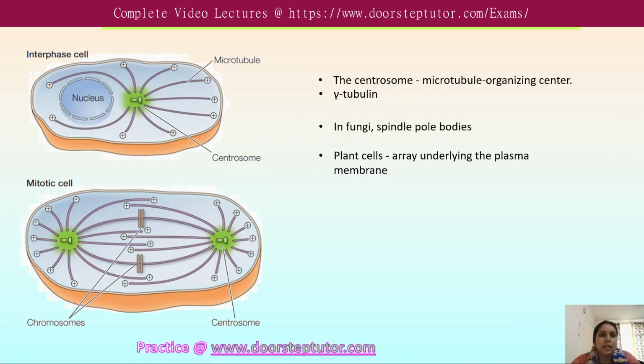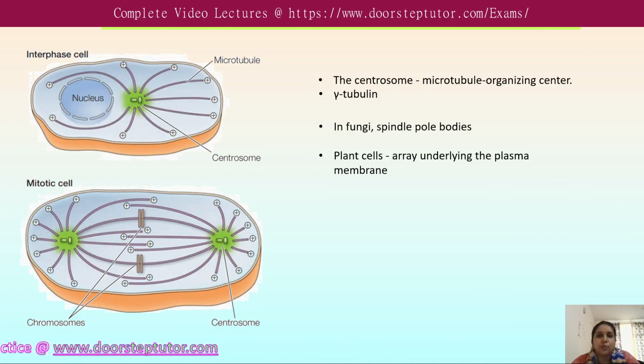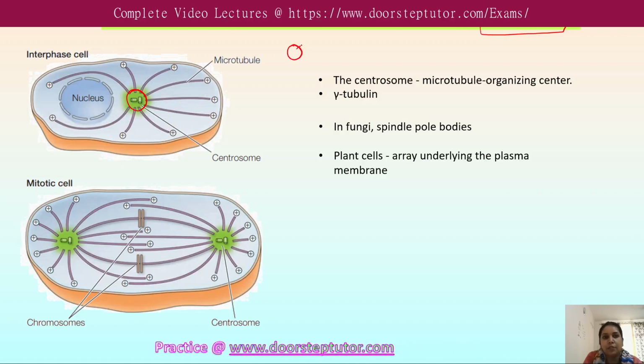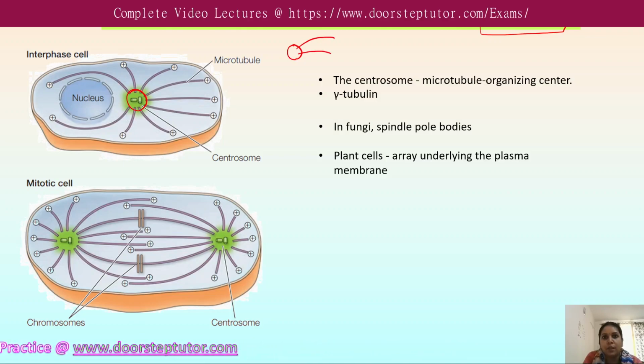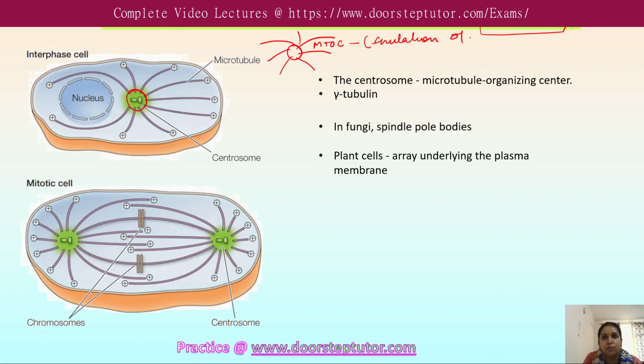Now we'll discuss the intracellular organization of the microtubule, or we can say the assembly of the microtubule. Microtubules basically extend from the centrosome. So this is the centrosome region, the green region in this manner. The microtubules extend from the centrosome. This centrosome region is also known as the MTOC, that is the microtubule organizing center.